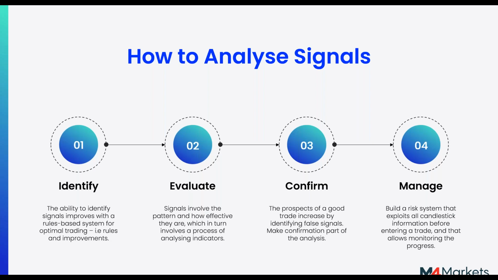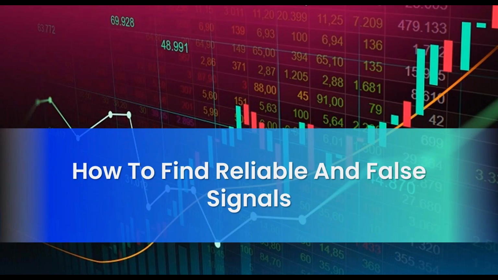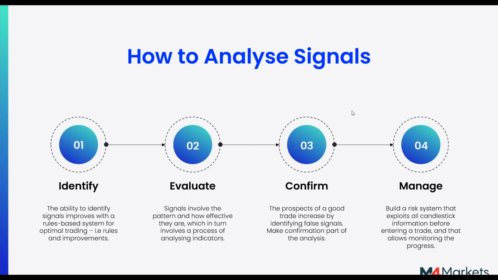Now we are going to talk about the reliability of the signals, how to separate the good ones from the bad ones, but first it's important to talk about how we can analyze signals, right? There is a four-step process I'm using: identify, evaluate, confirm, and manage. Identify is the most important, of course. Without knowing that, there is nothing we can do with candlestick patterns. That is the ability to identify the signals, and it improves when you have a rule-based system for optimal trading, for example, the rules and the improvements I'm going to talk about.